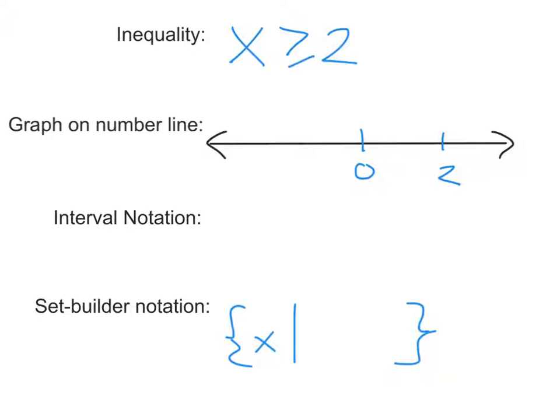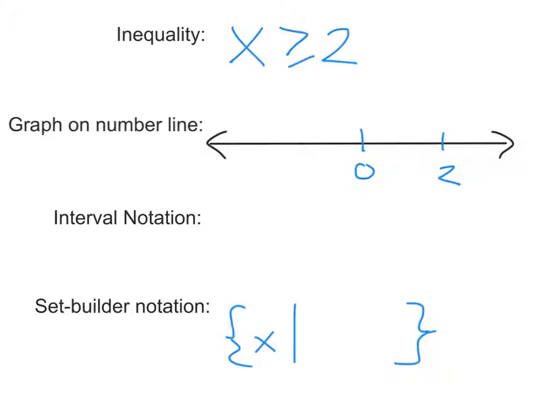First, we're going to talk about how to write our answer in different ways. Obviously, you can solve the inequality just like an equation and get your answer as an inequality. So maybe your answer is x greater than or equal to 2. First, we need to know how to put that on a number line because we're representing a set of numbers, all the numbers that are equal to 2 or bigger.